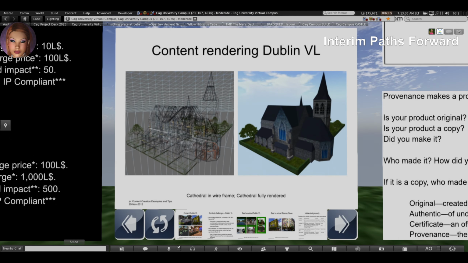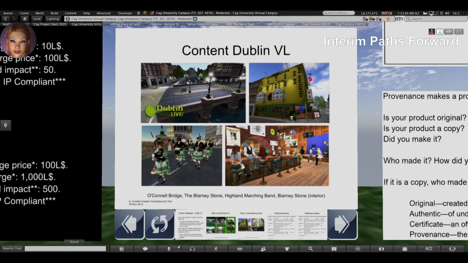This is an example of a finished product, an entire walk-in church, and you can see it's made up of mesh with many different textures, surfaces pasted over the wires. Dublin and Virtually Live had an entire city created. This is the bridge, a bar, inside the bar, and even having marching bands.